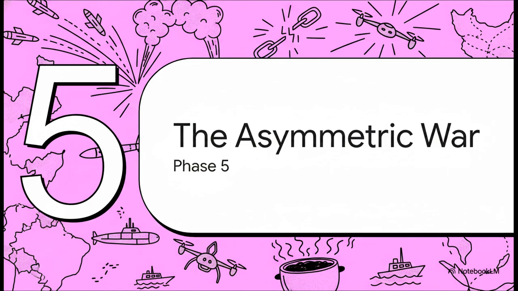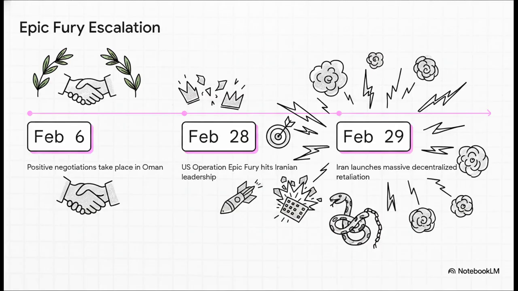The total failure of those deep penetration strikes brings us to the absolute boiling point of early 2026. Our final phase, the asymmetric war. So in February 2026, there was actually a brief moment of optimism. Peace talks over in Oman were showing really positive signals.